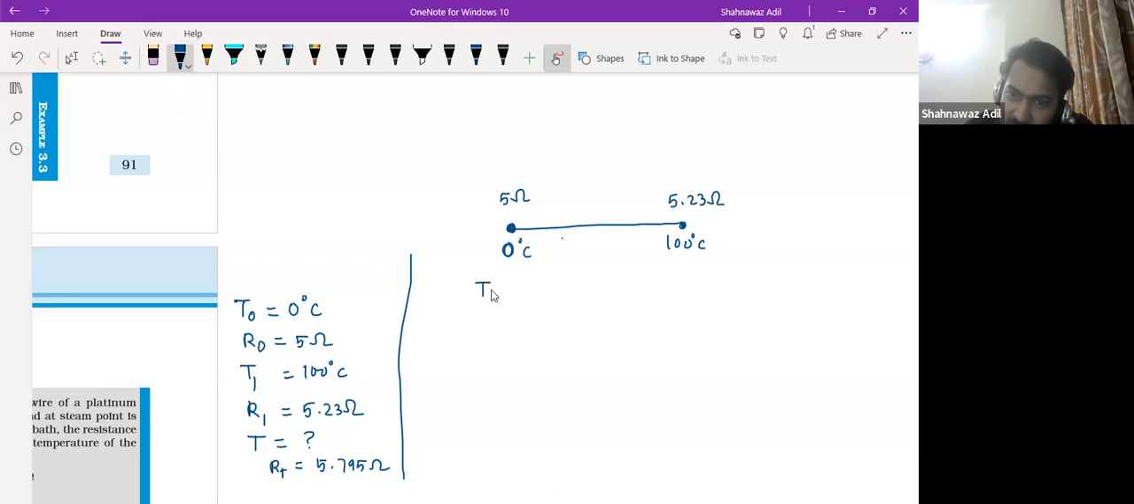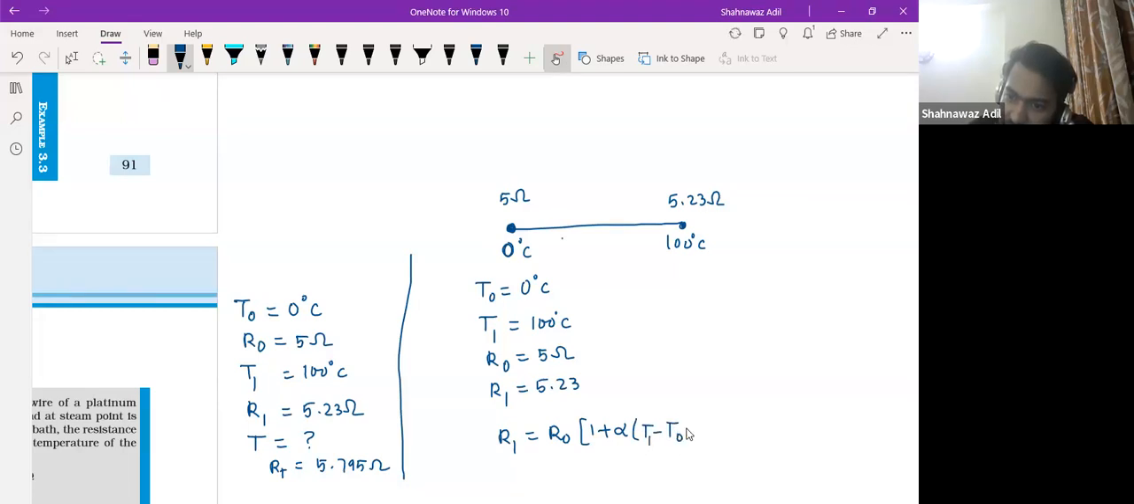The known things. T naught is known. This is 0 degrees C. T1, you know that is 100 degrees C. R naught, you know that is 5. R1, you know that is 5.23. So if you write R1, that would be R naught times (1 plus alpha times (T minus T naught)). Let's say T.